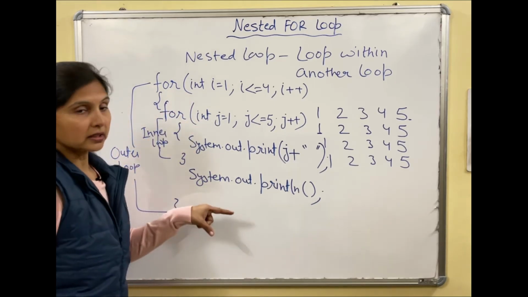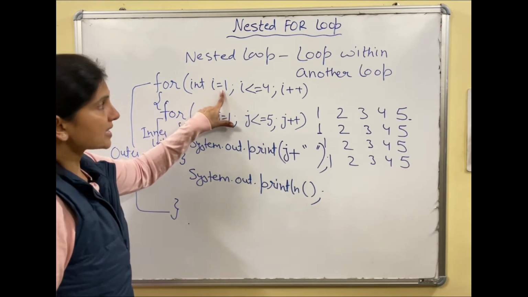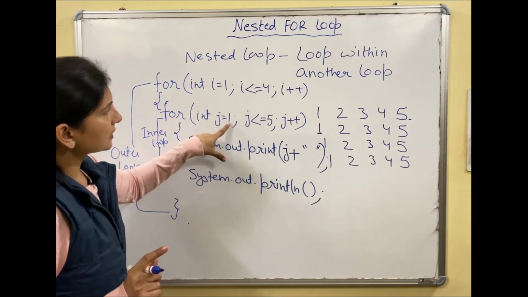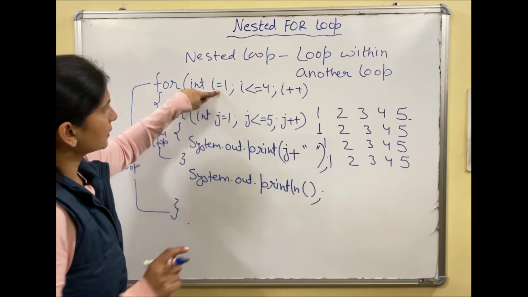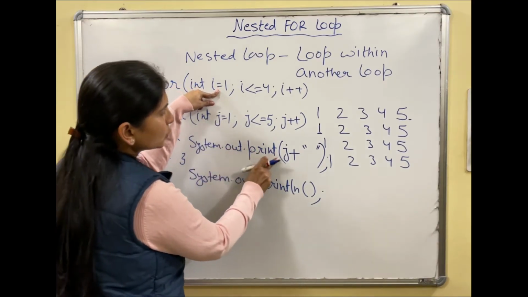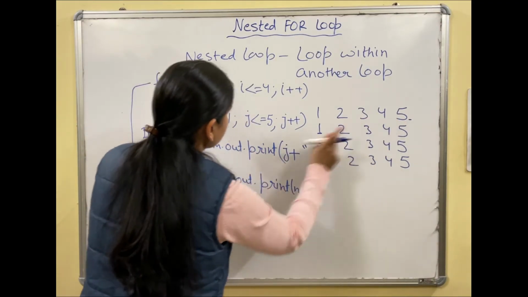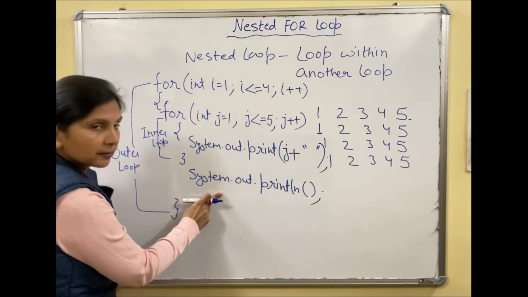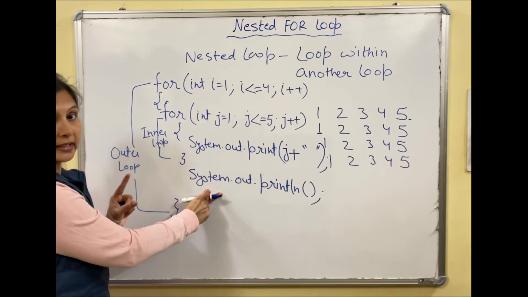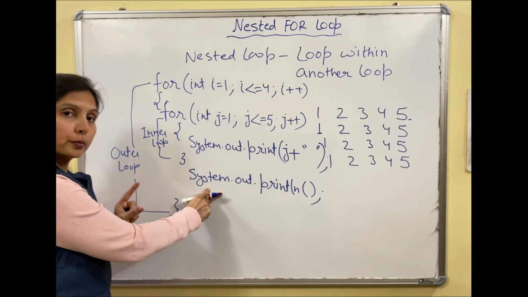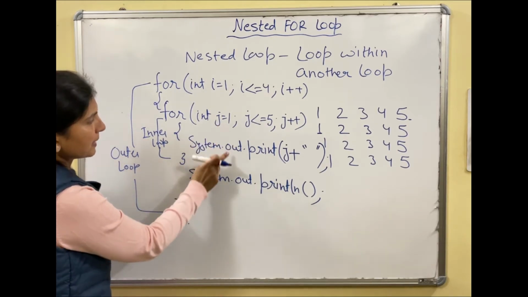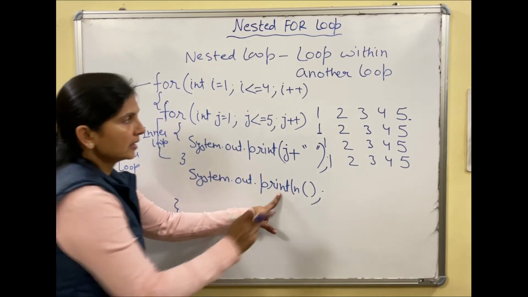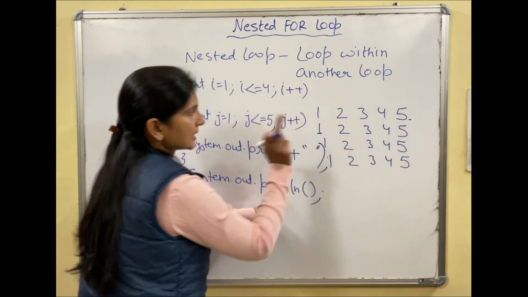So how does it work? See, for each iteration of the outer loop, meaning when i is 1, j will run 5 times. i is 1, how many times does j run? 1, 2, 3, 4, 5 will be displayed. Then after completing the inner loop, the control will come outside the inner loop, not outside the outer loop. It is still inside the outer loop, okay? It came out of the inner loop, so System.out.println. What does it mean? The cursor should come to the next line.